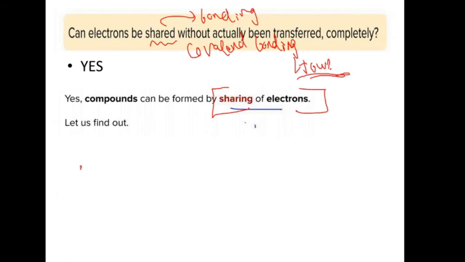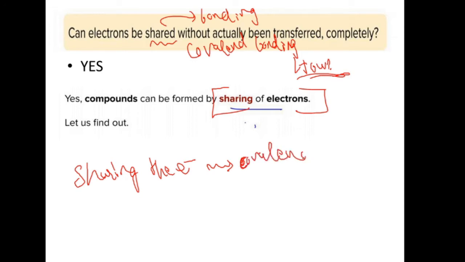Sharing of electrons, always remember, whenever compounds are formed by sharing electrons, they are called covalent compounds. So covalent compounds are those compounds which are formed by means of sharing electrons.